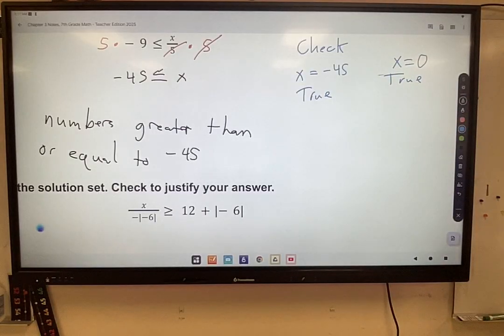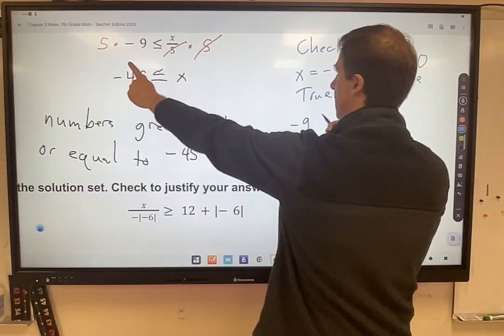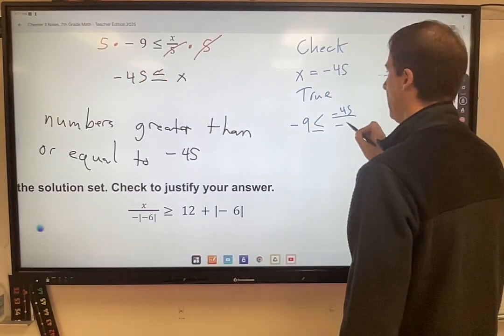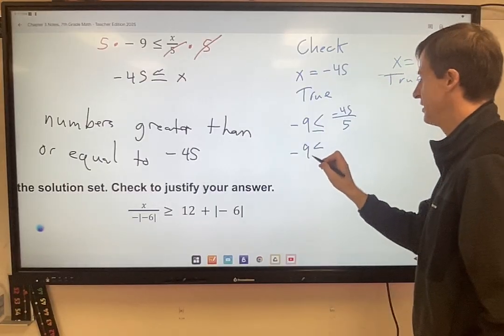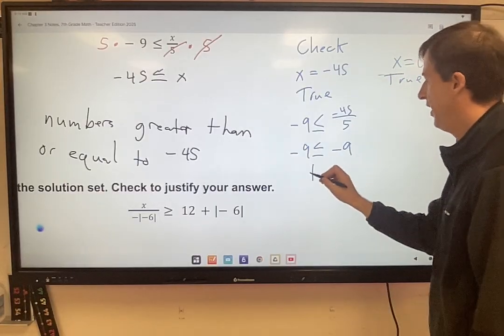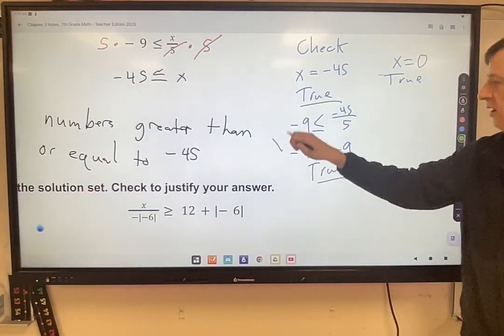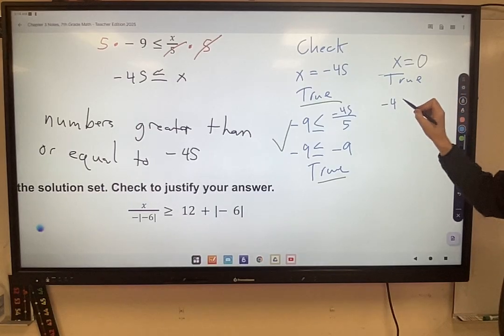Okay, so now when I plug these numbers into the original equation, we have negative 9 is less than or equal to negative 45 over just positive 5. That gives me negative 9 is less than or equal to negative 9. That is a true statement, and that's good because I've got true here and true here. That one checks out.